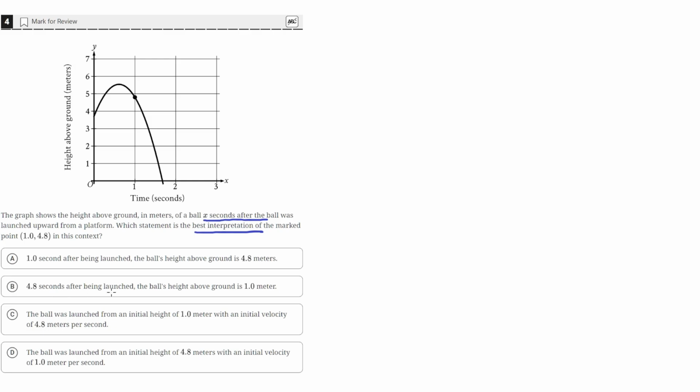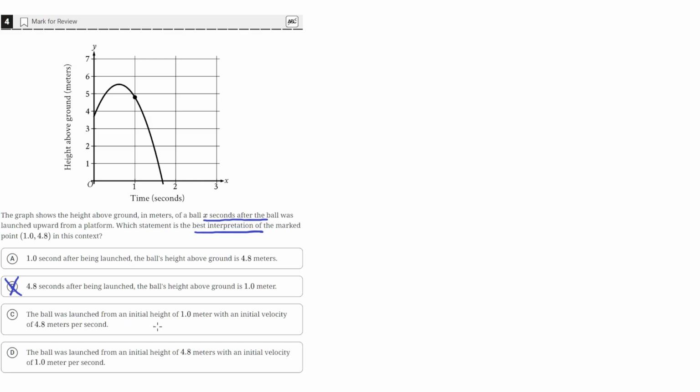B. 4.8 seconds after being launched, the ball's height above ground is 1 meter. This is incorrect because this would imply the 4.8 here in the y-coordinate represents seconds, and that the 1.0 here represents meters above ground. But this is not the case because 1.0 here is the x coordinate point, and that represents seconds after the ball is launched. And the 4.8 here represents the meters above ground. So B is incorrect.